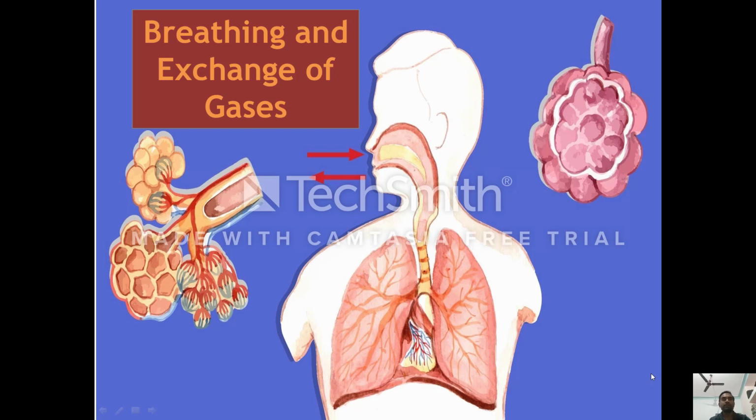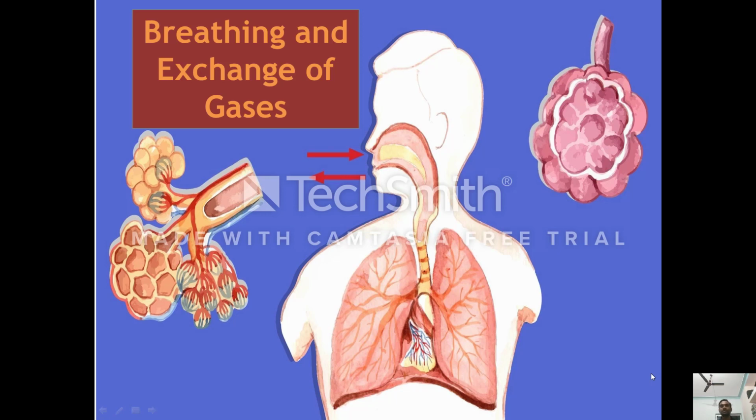Hello everyone, today we are going to talk about the chapter breathing and exchange of gases. In this chapter, we will talk about the human respiratory system. We all know that the main function of respiration is to synthesize ATP, and ATP is used for our metabolic processes. During respiration, whatever food we eat is utilized for the synthesis of ATP by the process called oxidation of food.